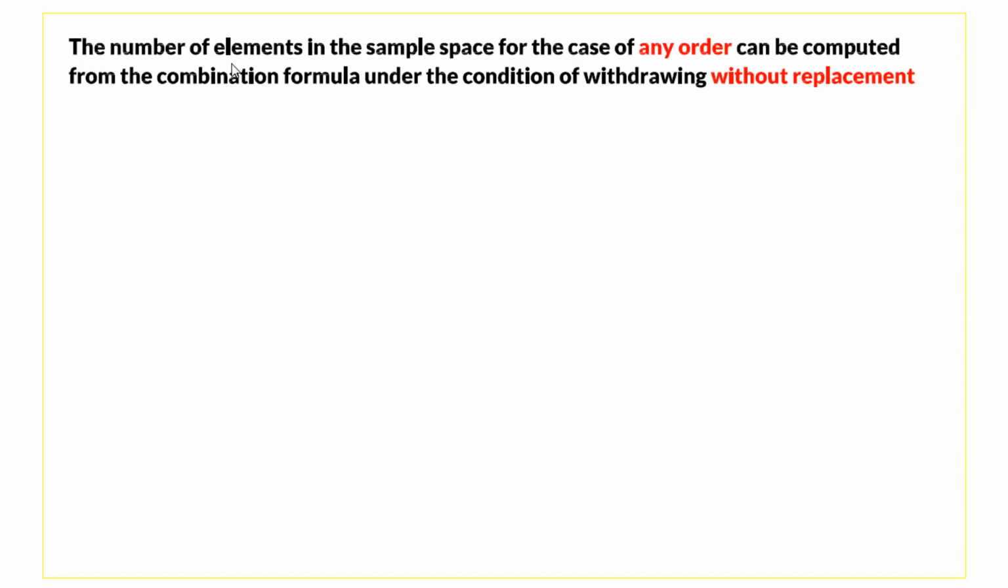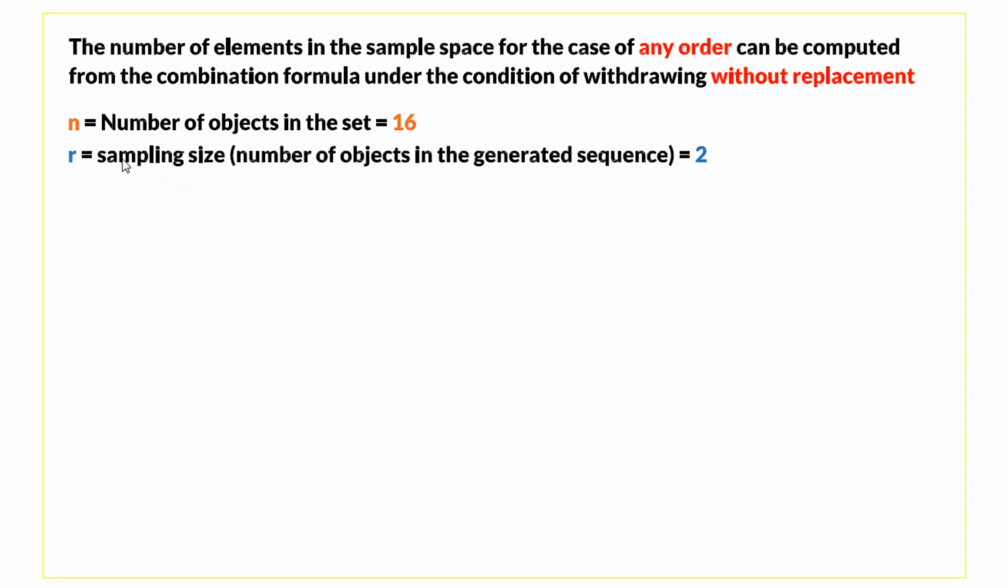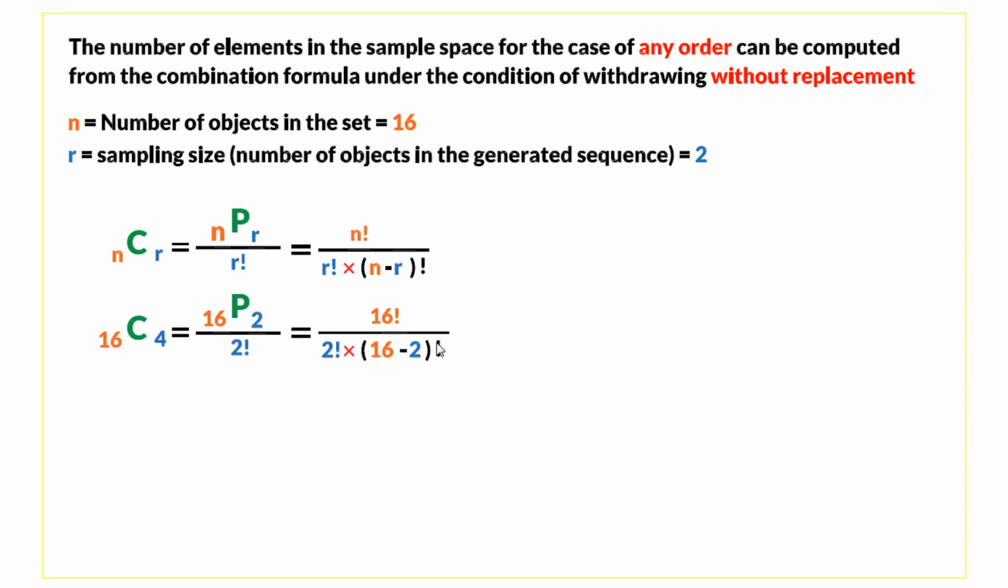So the number of elements in the sample space for the case of any order can be computed from the combination formula under the condition of withdrawing without replacement. So we have total number of objects 16 and the sampling size 2. We are withdrawing 2 balls only. We substitute that in the combination formula and we get 120 total possible outcomes.